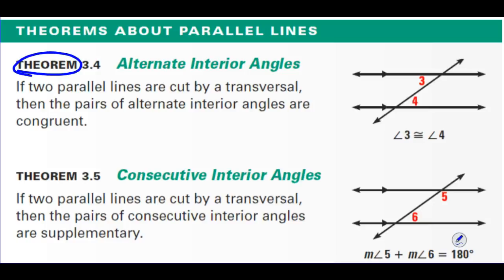Theorems are different from postulates, because they would have to go through a proof process based on some other facts that we know about angles and lines and things like that. But for your purposes, you need to understand the relationship. When you have alternate interior angles, you look at these two, the 3 and the 4. They are also congruent. They may be in different positions, but the degree of the angle is the same. So alternate interior angles are congruent.